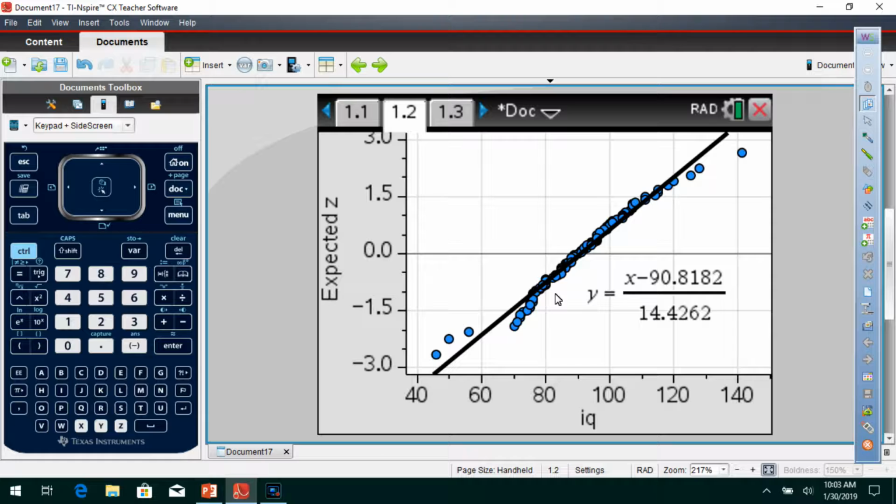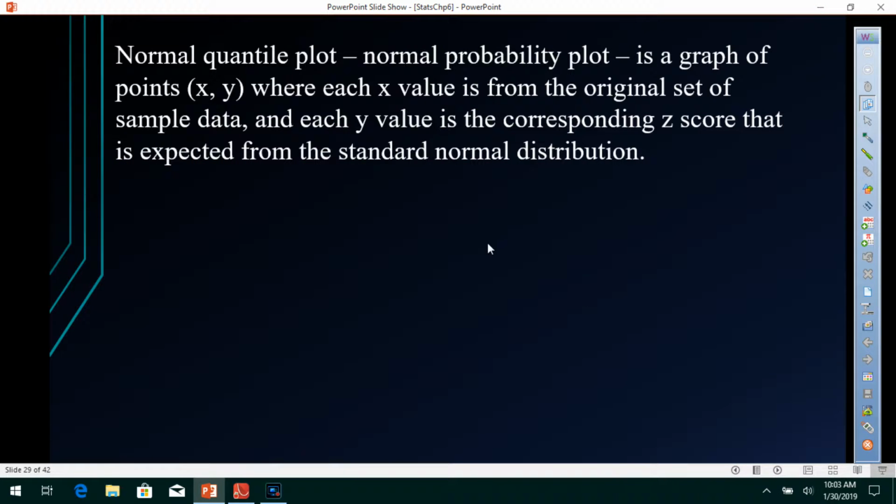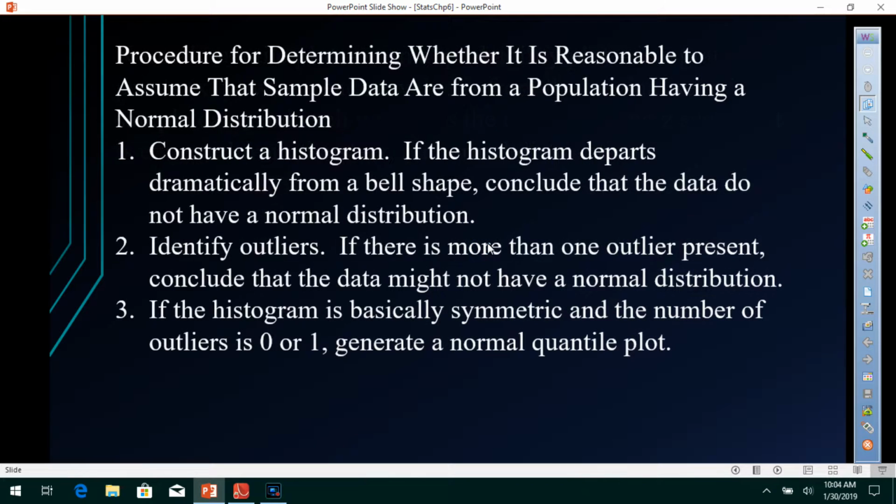Pretty close. So there are some other tests that you could do, like the chi-square goodness of fit, the Lilliefors test, or the Anderson-Darling test, to see if the data truly comes from a normal distribution. So you know, there's some gray area there, I guess.